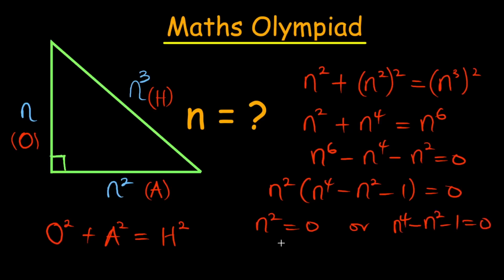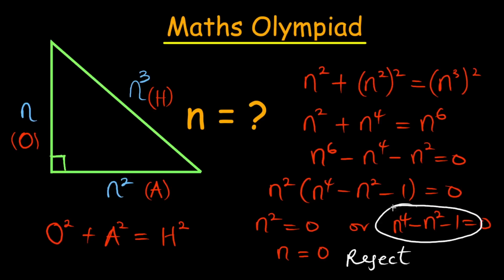So now from here we have that n equals to 0. But if we come back to this right angle triangle, n cannot be 0, right? So because of that, we are going to reject this particular solution. Then we are going to move on with this particular solution. Now I have that n to the fourth power minus n square minus 1 equals to 0.